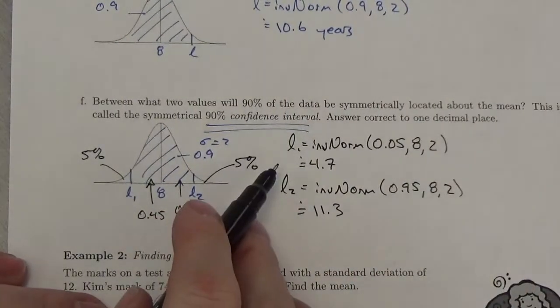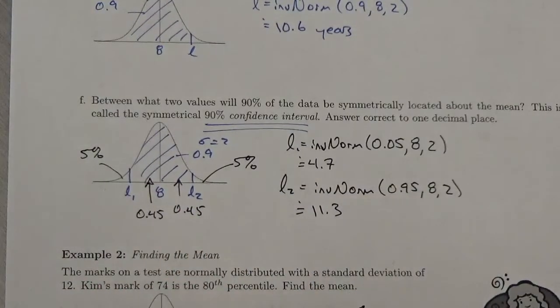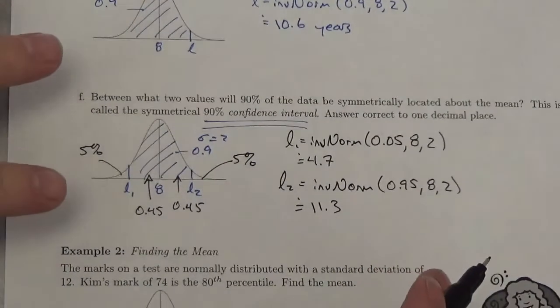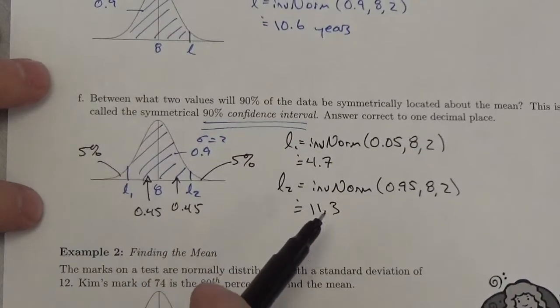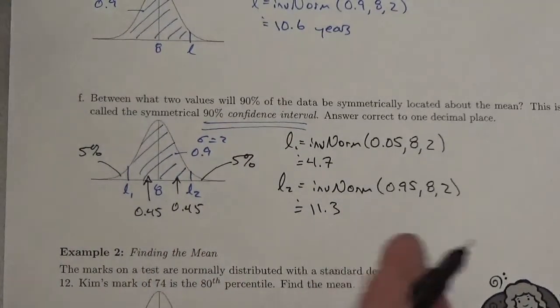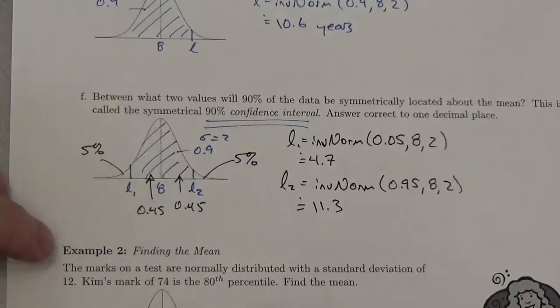So I know that if an engine lasts, I should say it like this. The way the question is worded here, what they want you to get from this is, I am 90% sure that an engine that I purchase is going to last between 4.7 years and 11.3 years. I'm very, very confident in that interval, that's how long that engine will last.